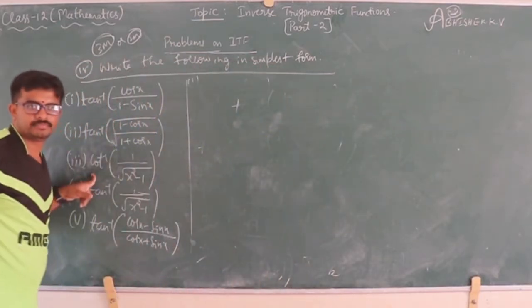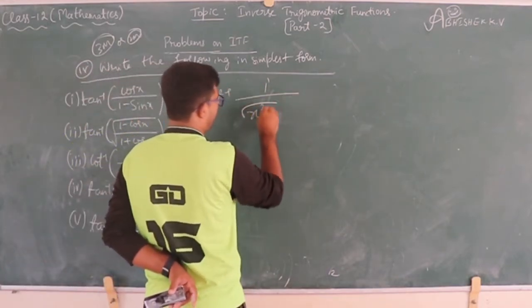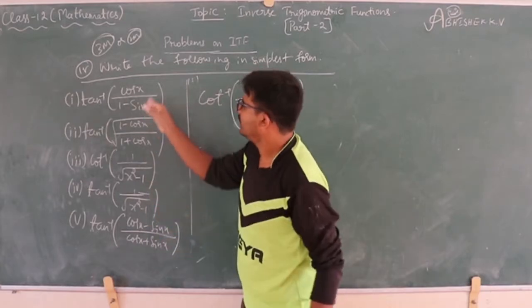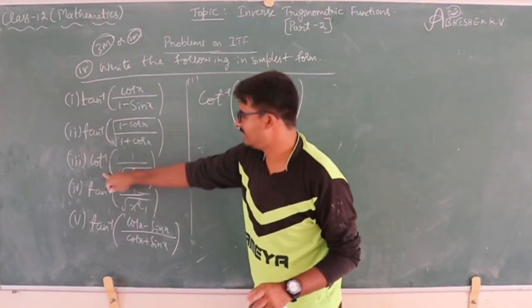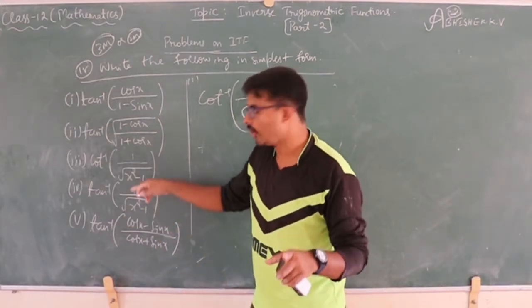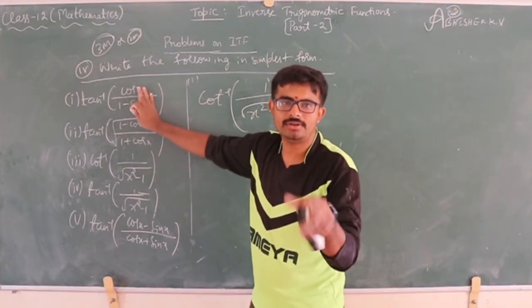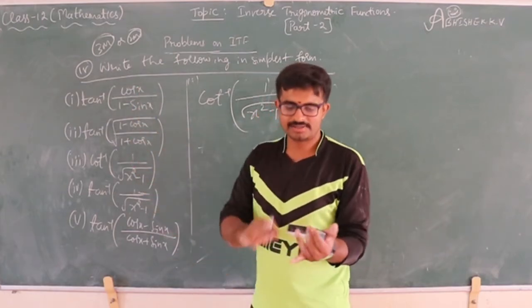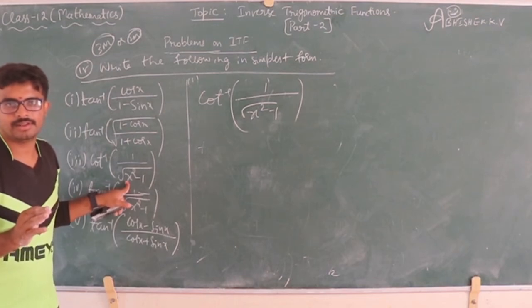I am going to consider this one: cot inverse of 1 divided by root of x square minus 1. Keep it in your mind. When you have trigonometric ratios, you should use the formulas. When you have a variable inside these inverse trigonometric functions, you should substitute some trigonometric ratio, whether cos, sin, tan, cot, cosecant, secant, whatever. But you should substitute the suitable trigonometric ratio.